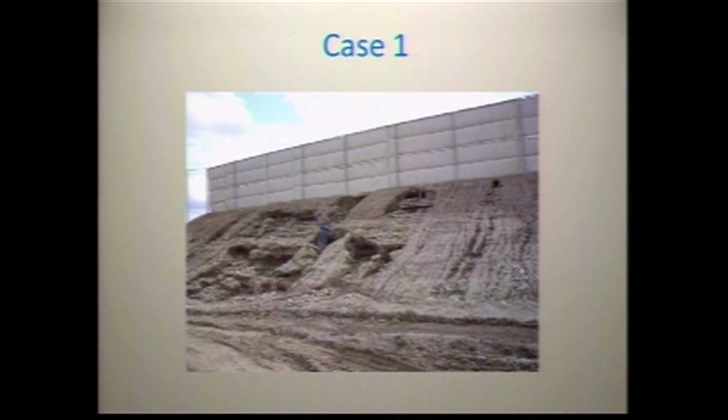Just tell me what you see as the problem with some of these, and we'll start with this picture right here. Obviously, there's a problem with erosion on this, but what's the underlying problem really here, the root problem that needs to be addressed?